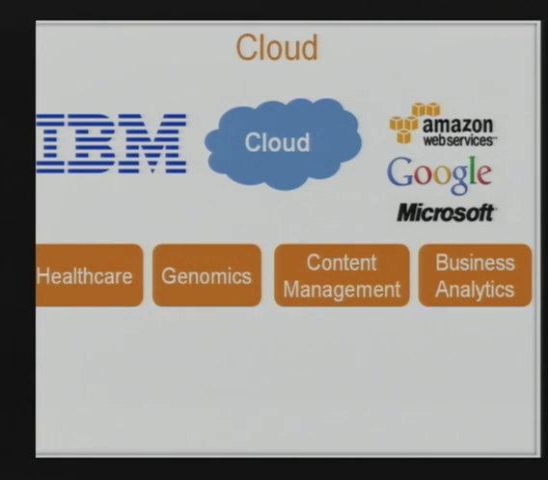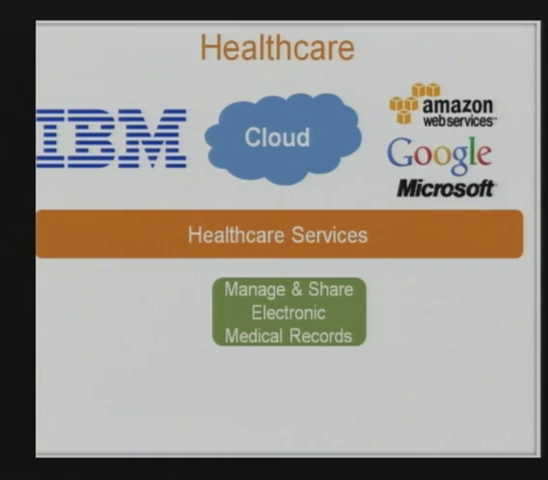Some of the important verticals on which these services are being offered are healthcare, genomics, content management, and business analytics. Today's motivating example will be healthcare services. We'll start off by showing why data leakage is important in healthcare services and how we can address it. One important aspect of healthcare services is that they manage and share electronic medical records. In fact, the HITECH Act of the United States recently provides incentives to organizations to manage and share electronic medical records.